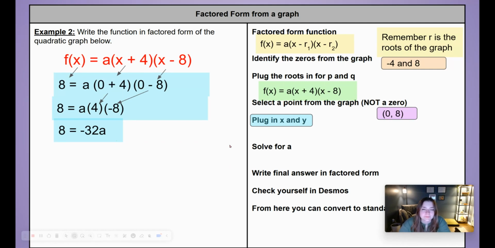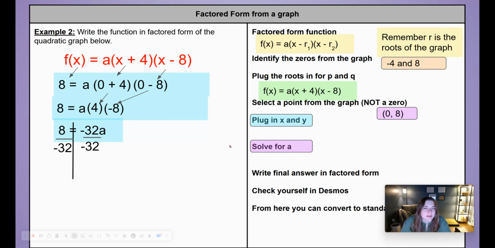Can I stop here? I can't. I've got to keep going. A is not alone yet. There is no friend off to the side, so what's my step? What am I going to do with that -32? How do I get rid of it? Remember, if I see a number attached to a letter like that, it means it's being multiplied. The opposite of multiply is divide. Now, we're going to divide here, okay? So -32 divided by -32.